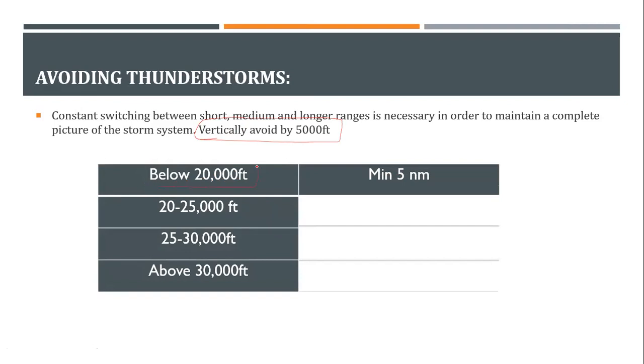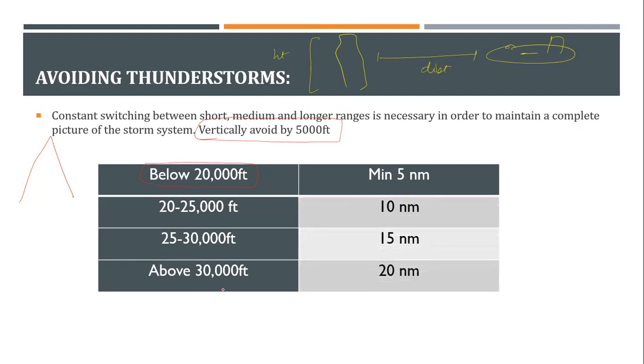Below 20,000 feet, if the height of the cloud is below 20,000 feet, avoid the cloud by 5 nautical miles. It is not the vertical, it is the horizontal distance. That means if an aircraft is approaching a cloud, it depends on the height of the cloud and that distance you have to avoid by. So if the height of the cloud is less than 20,000 feet, avoid it by 5 nautical miles at least. And this table continues. If the height of the cloud is 30,000 feet, then avoid it by 20 nautical miles.